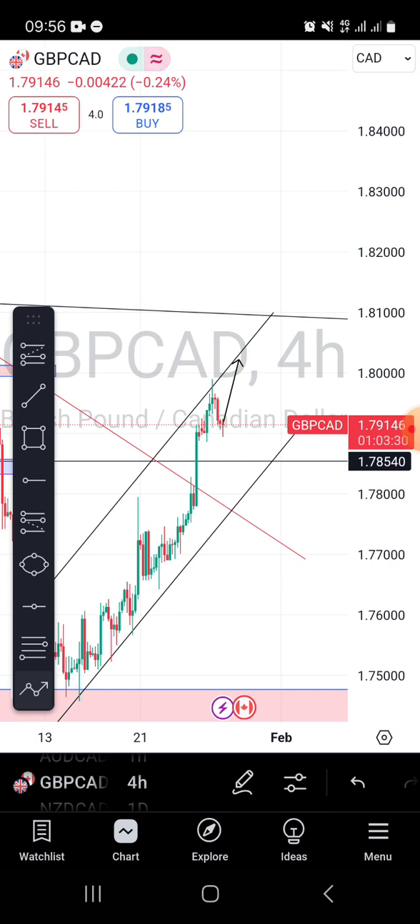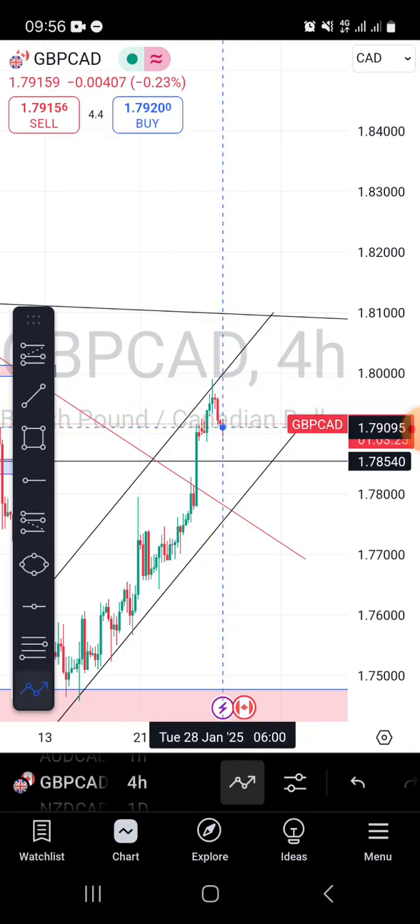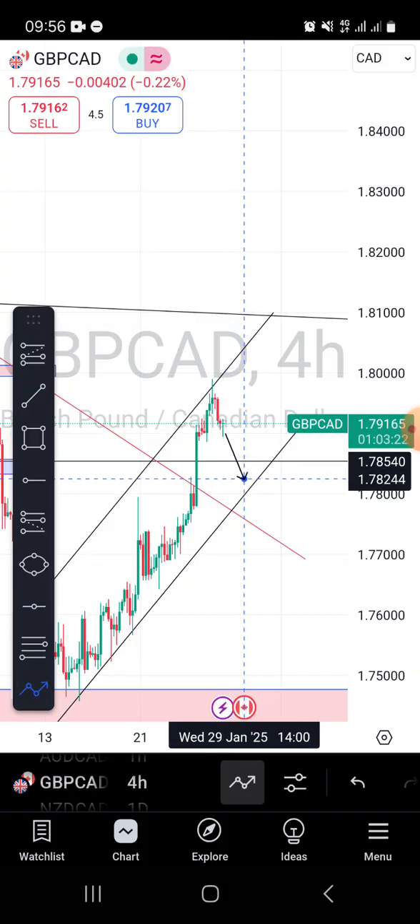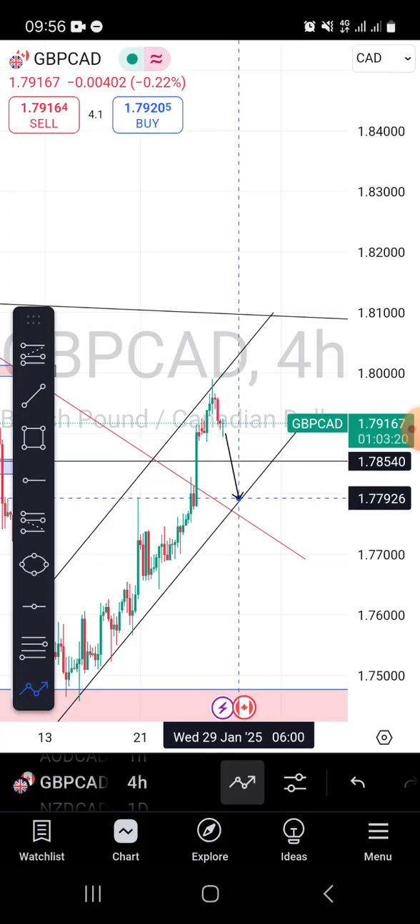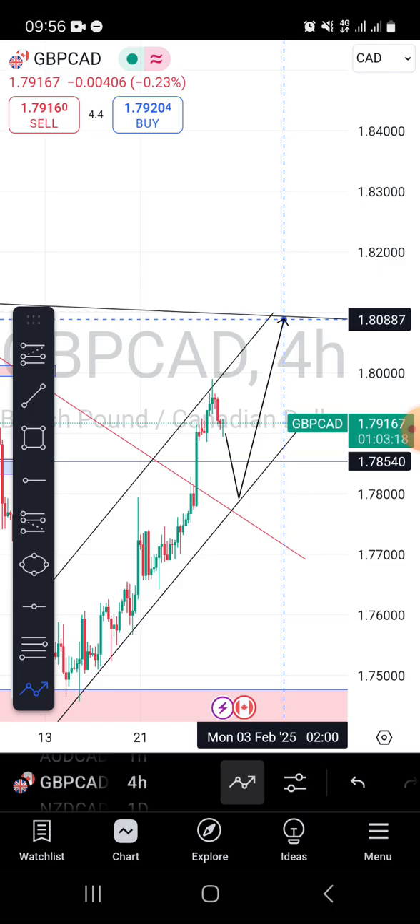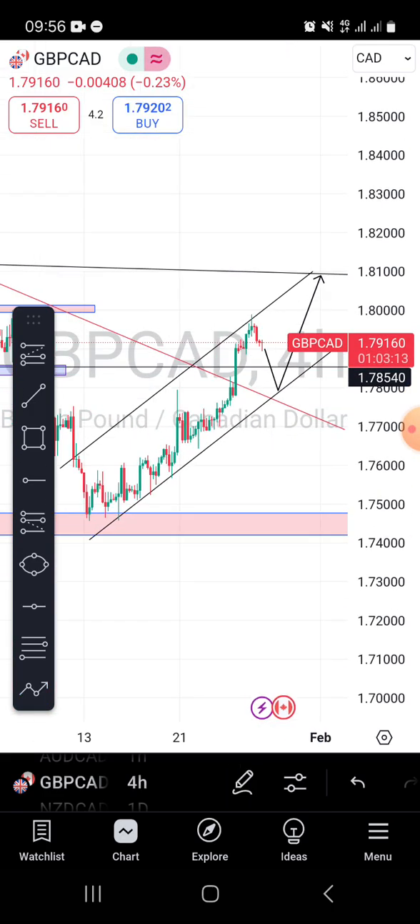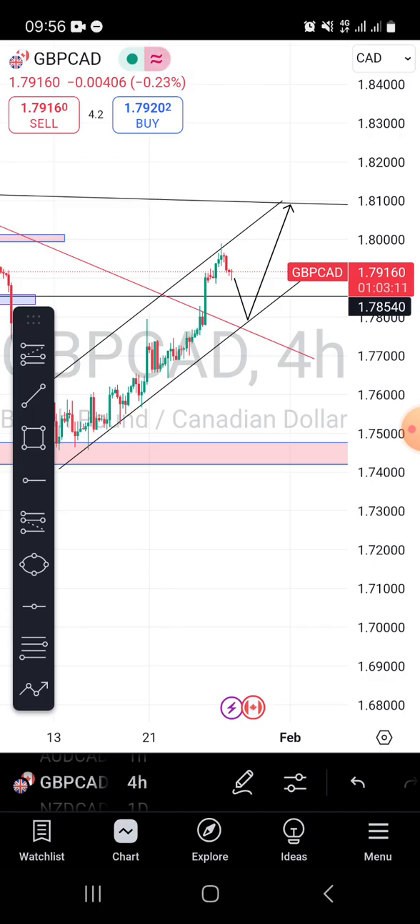So my only interest for this GBP card is for it to do whatever it likes, for the bears to push price down to this uptrend line where I can join the trend. That is my only interest for GBP card. As simple as it is.